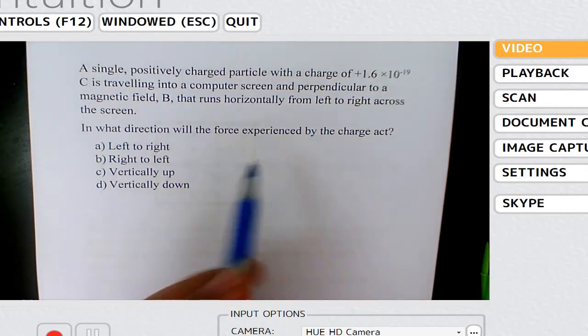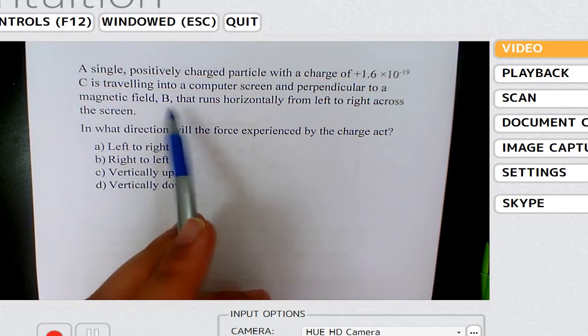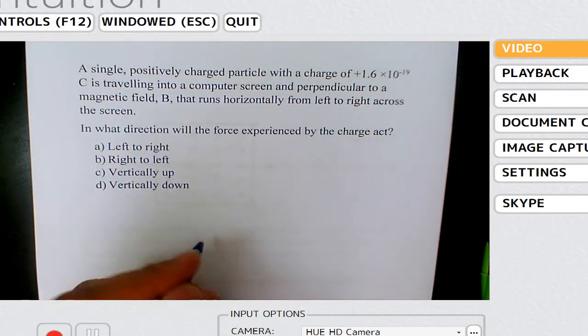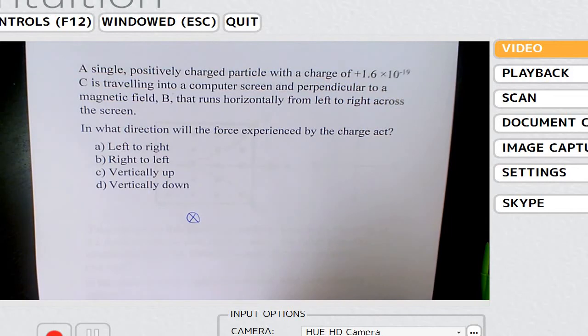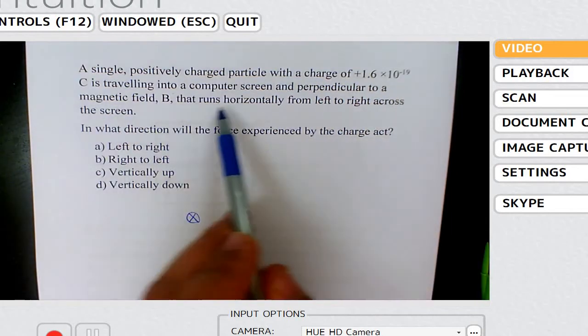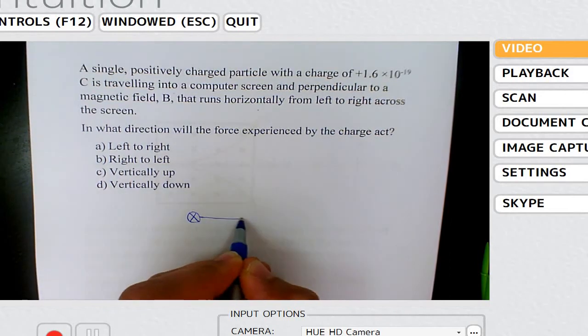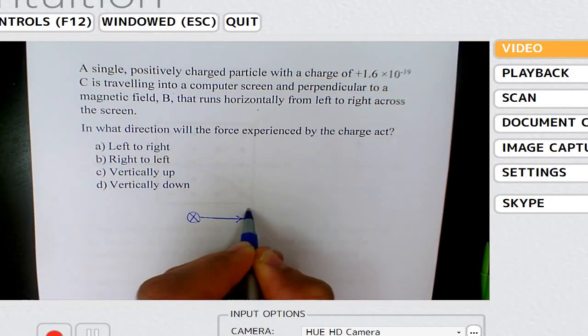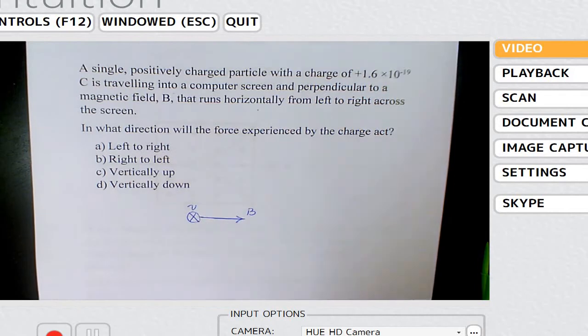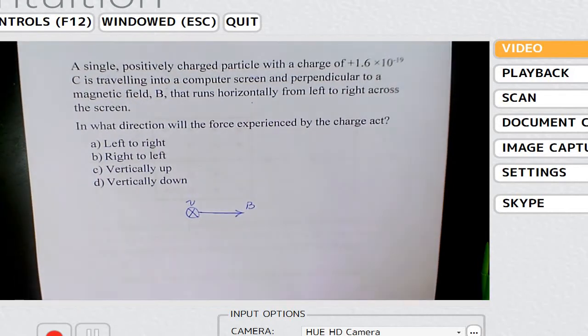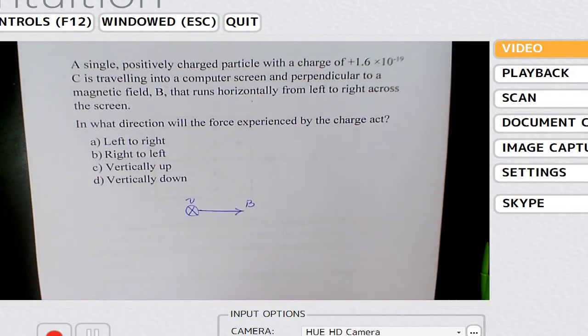So the velocity direction is going to be into the computer screen. So we show it like this. And it says perpendicular to a magnetic field that runs horizontally from left to right. So magnetic field is going to be this way. Then we need to find out the direction of the magnetic force.